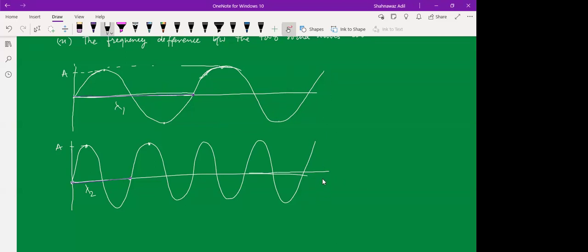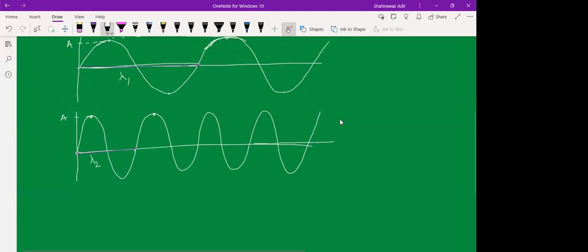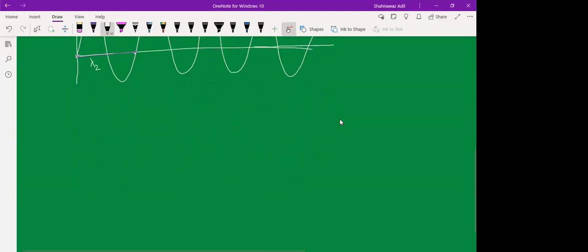Then the resultant amplitude, or resultant variation of the waves, when they superimpose would be like this.